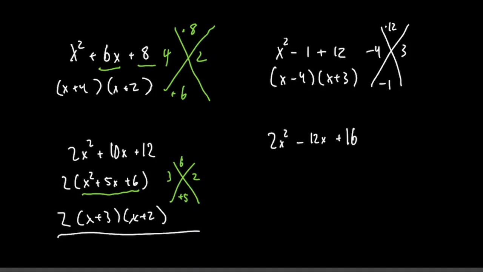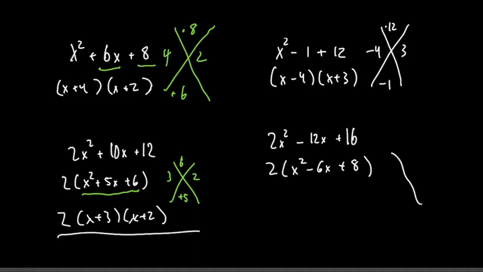Now, let's go on to the next example. We have 2x squared minus 12x plus 16. So the greatest common factor is a 2, so we can factor out a 2. So we'd have 2 times brackets x squared minus 6x plus 8, right? So now we're going to factor everything inside the brackets, right?